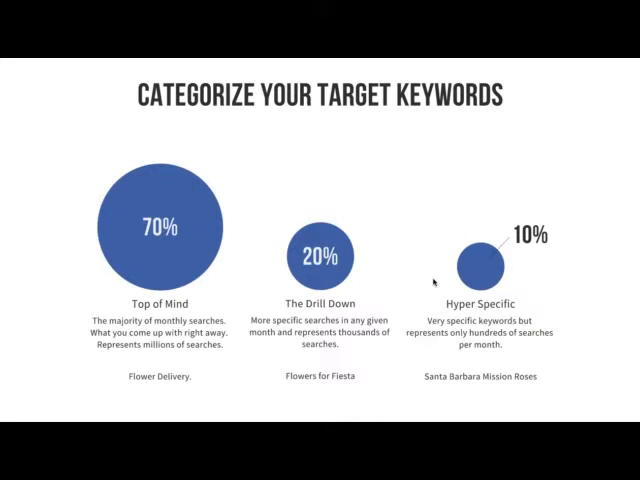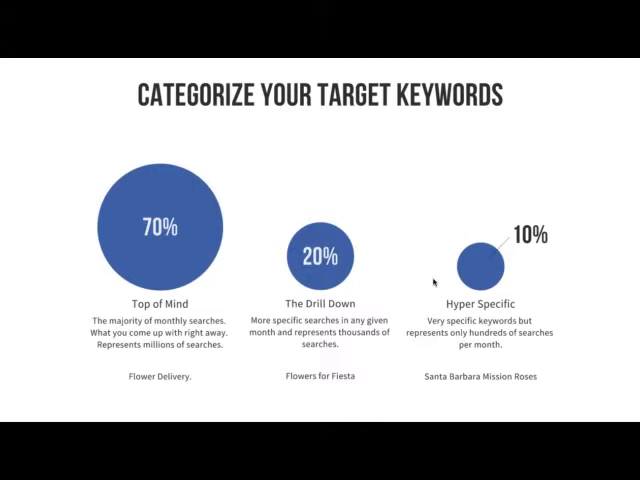The drill down, I give that categorization for about 20% of the searches, which is still a sizable amount of search volume, but that might be like flowers for Fiesta, right? So Santa Barbara has this event every year called Fiesta. It's a little more specific towards Santa Barbara, and I'd want to do a blog post or a page that looks at flowers for Fiesta because there's going to be some searches for that, very likely. Might only be looked at once a year in July or August, but people will look at it.